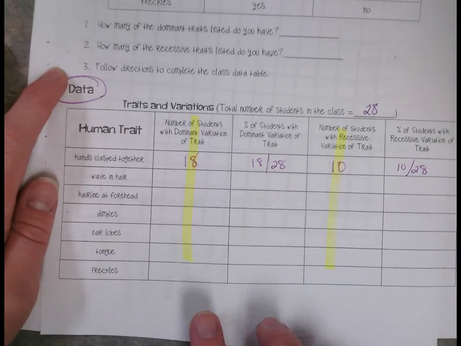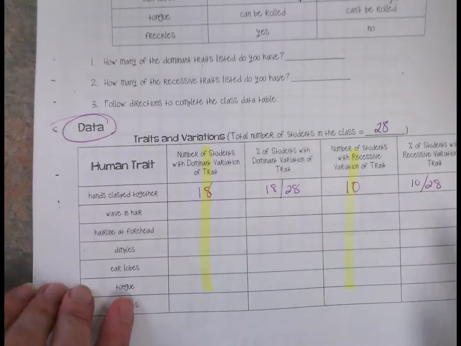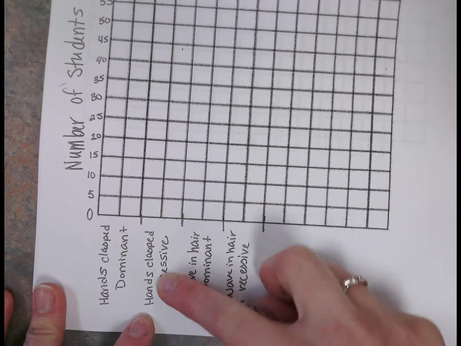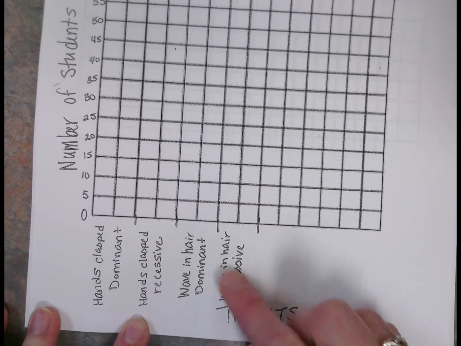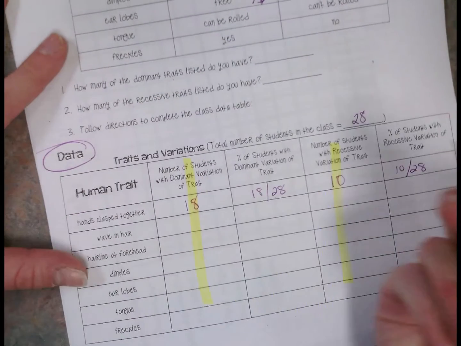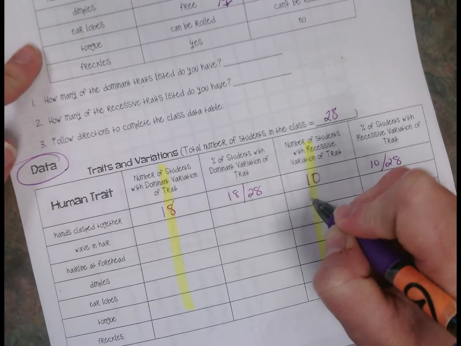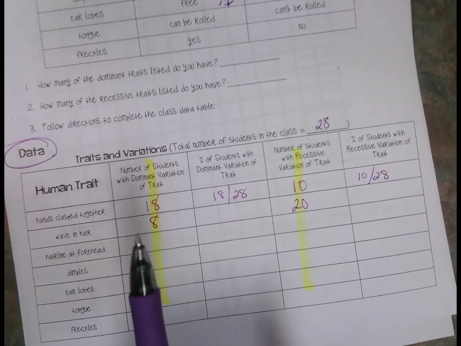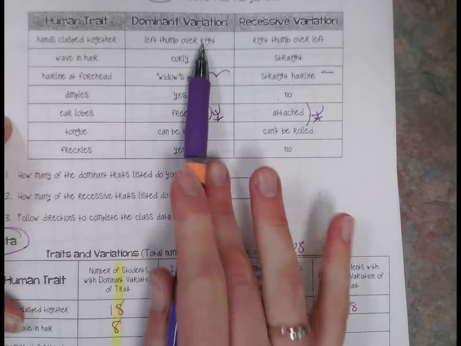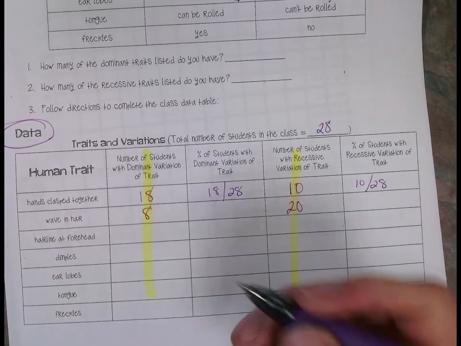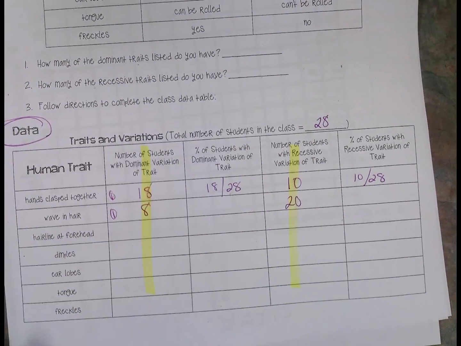Okay, and how I have them together is, the first graph is going to be hands clasped dominant, hands clasped recessive, wave in hair dominant, wave in hair recessive. So based off of my kind of funny numbers that I created here, and let's just do another one, let's say most people have straight hair, so we'll say 20 and 8. Because the wave in the hair, the curly was dominant in this case. So looking at that, we have 8 and 20. So for these two numbers, this is going to be graph number 1. I'm just going to put a little number 1 here and a little number 1 here.